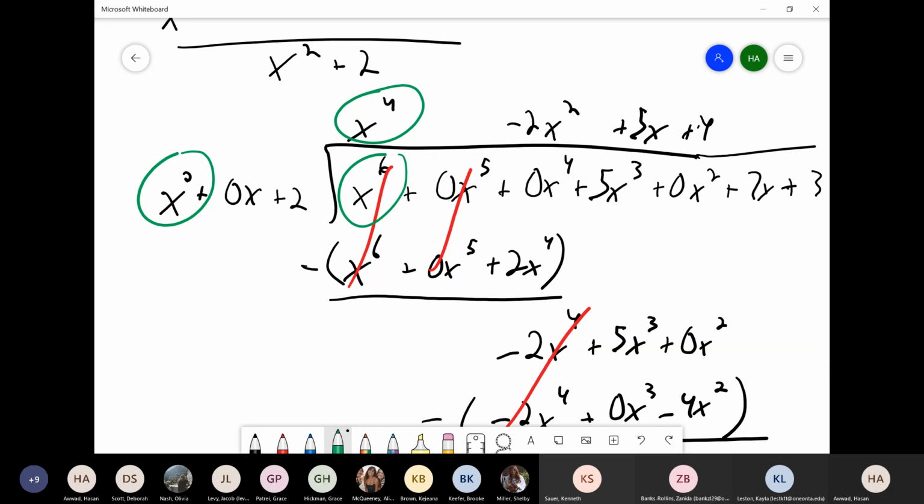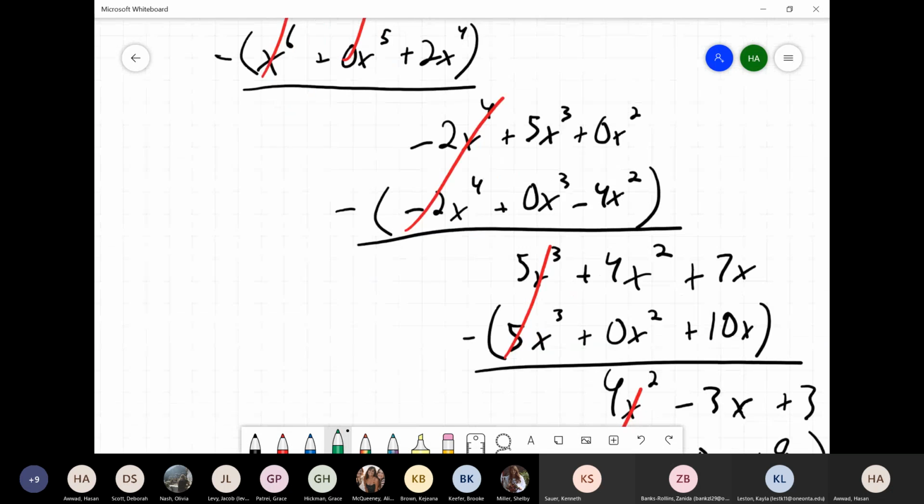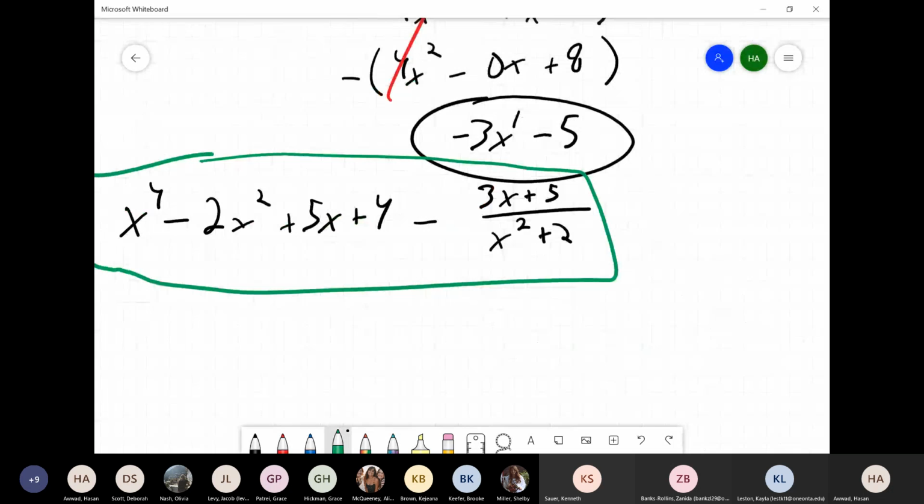You keep doing it until you can't do it anymore, and you end up with some answer, which in this case was x to the 4th minus 2x squared plus 5x plus 4. And whatever is left over, in this case, we had a linear left over, right? Negative 3x minus 5. Whatever is left over, you just throw it over the x squared plus 2 and call it good.